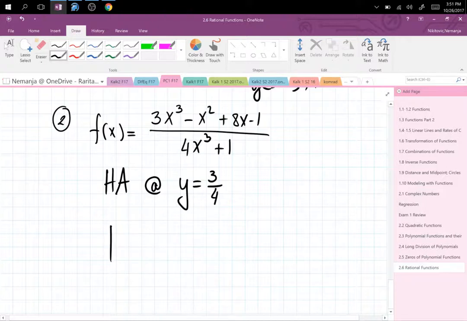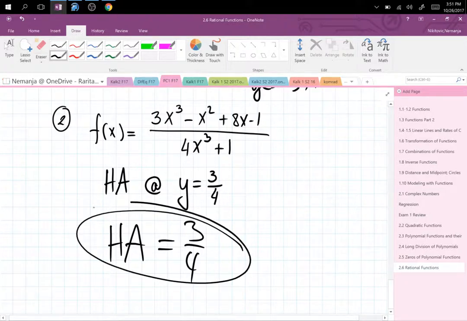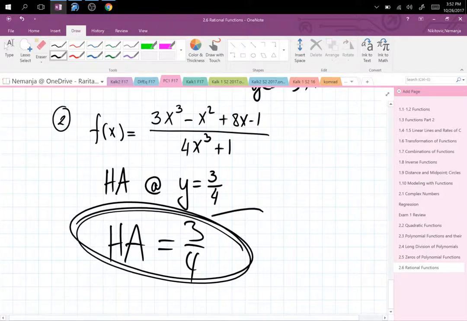If you write HA equals 3/4, I promise 0 credit right away. This has no meaning in mathematics. If I see this on any of the tests, it's 0 immediately. HA equals 3/4 has no meaning.